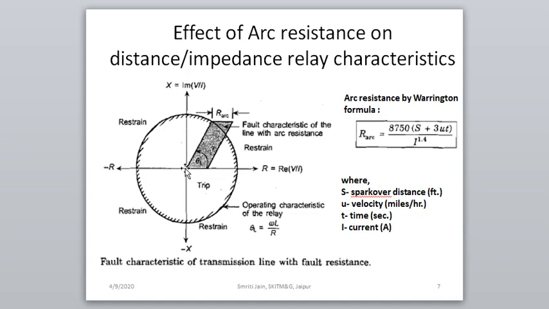So we can say if this is the line fault characteristic, the arc impedance will add into it and the total impedance will increase. With respect to this O point, the total impedance seen by the relay will increase and hence the relay will not operate. So this causes underreaching of a relay, as we'll see in the later slides.